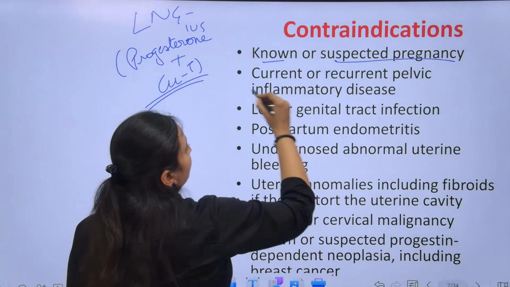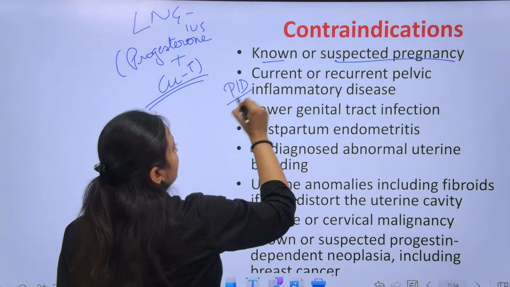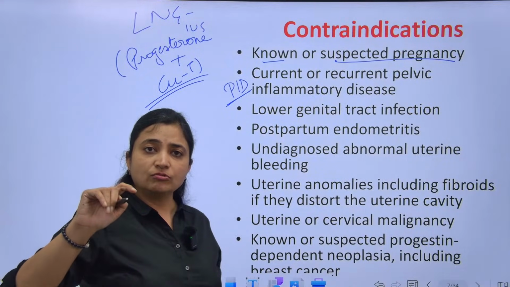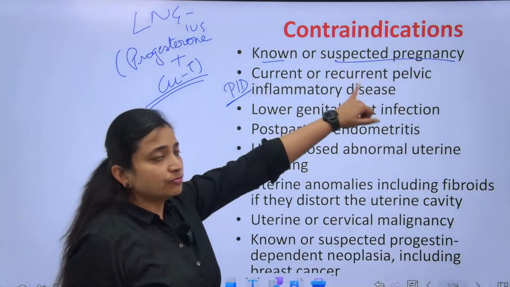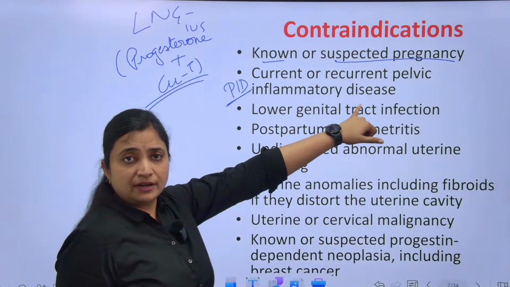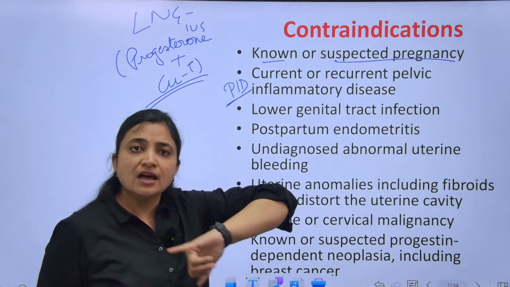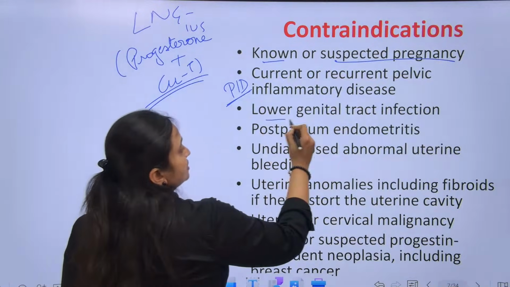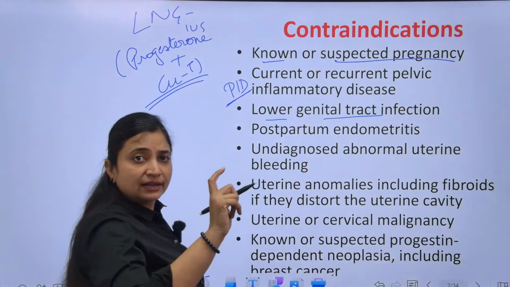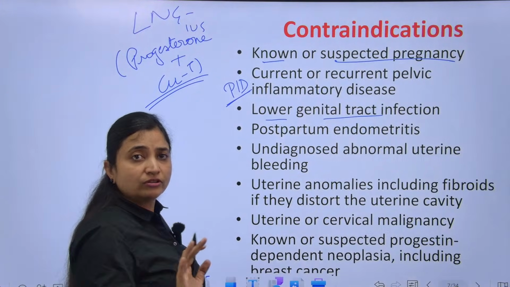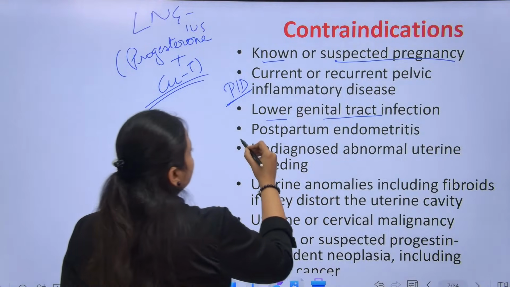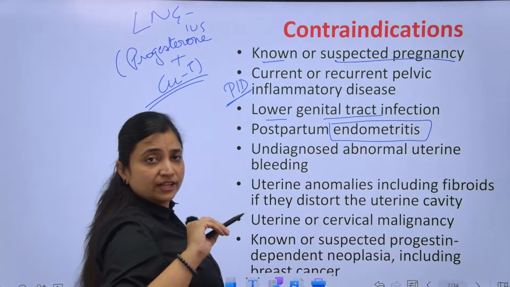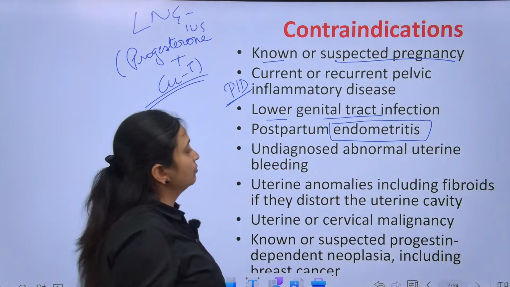Current or recurrent pelvic inflammatory disease. See, if you have read contraception, any intrauterine procedure, any intrauterine insertion is contraindicated in cases of pregnancy as well as pelvic inflammatory disease. You may actually flare up the disease and end up in trouble, or you may disturb that pregnancy. Lower genital tract infections. Before inserting anything, you should be very clear that there is no infection in the way. Postpartum endometritis. Infection, inflammation at any place, we don't go for insertion of any intrauterine device.